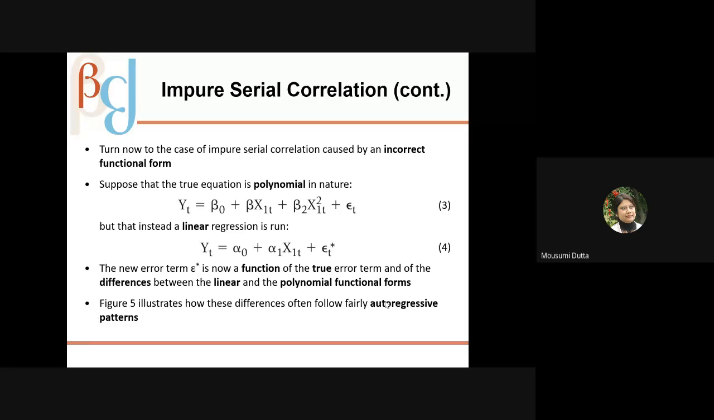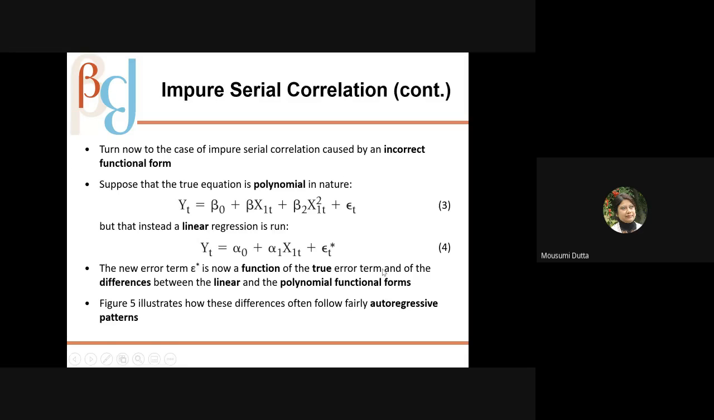Now the second source is incorrect functional form. Suppose the relationship between y and x is parabolic rather than linear. However, instead of considering the polynomial, you are considering the linear relationship: Yt is equal to alpha naught plus alpha 1 x1t plus epsilon t star. The new error term epsilon star is now a function of the true error term and of the difference between the linear and polynomial functional forms. So epsilon t star consists of epsilon t plus this part.